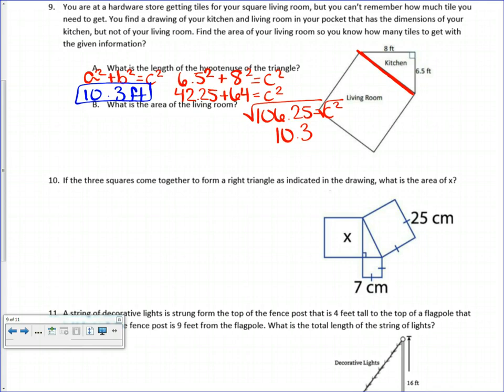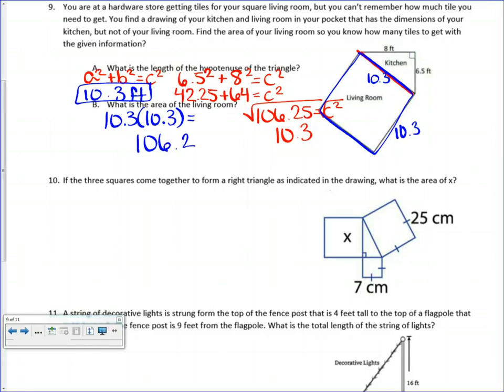Okay. So then, if that's one side of my living room, and I'm looking for the area, I know since it's a square, all of my sides are 10.3. So to find the area, I'm going to do 10.3 times 10.3. And you're going to get 106.2.